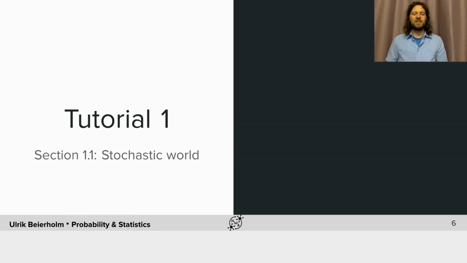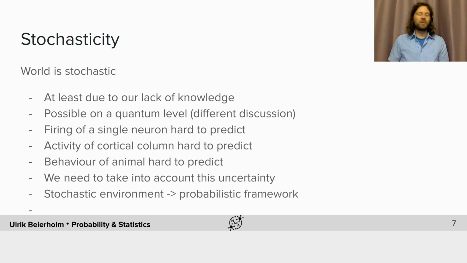So let's get started. First tutorial, section 1. It's a stochastic world. We might as well just jump straight into it. There's no getting around that the world really is stochastic. Partly that might be because of our lack of knowledge. If you're rolling a die, maybe it's something that you can predict on a quantum level, maybe not. That's an entirely different type of discussion. But certainly from our viewpoint, we do not have enough access to the knowledge about the world to be able to think about it in practice as being deterministic. So from our viewpoint, it's a stochastic world that we have to deal with.